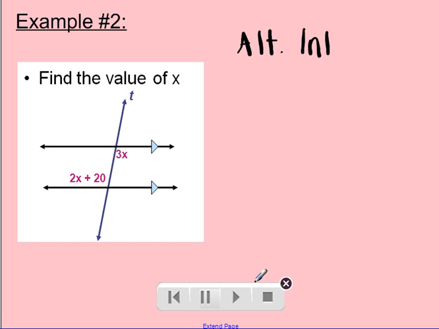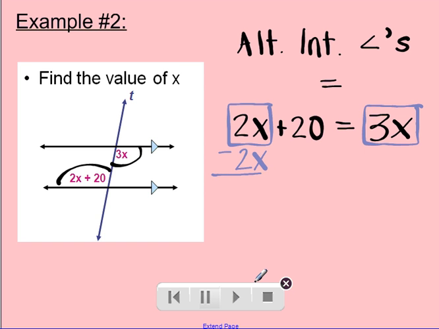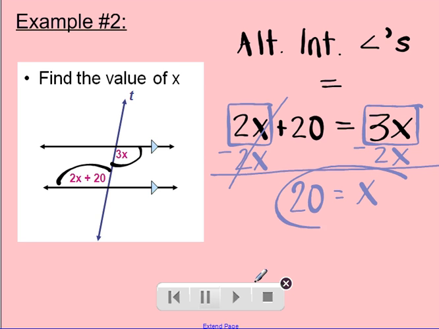So example 2, alternate interior angles, and we know that they are congruent, they are equal, because that's what our theorem tells us. So we take the measurements for both angles, 2x plus 20, we set it equal to 3x, and now we have to solve this equation, which is a little bit different than the last one because we have x's on both sides. So we need to get all of our x terms on one side, and we can do that by subtracting 2x from both sides. When we do that, we end up with 20 equals x, and there's our final answer.